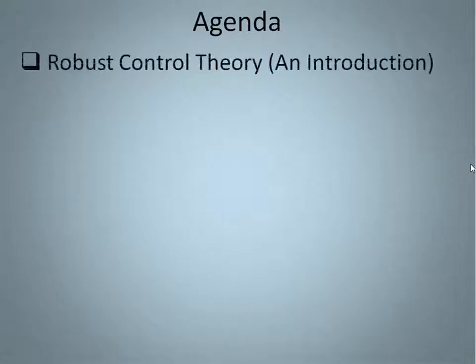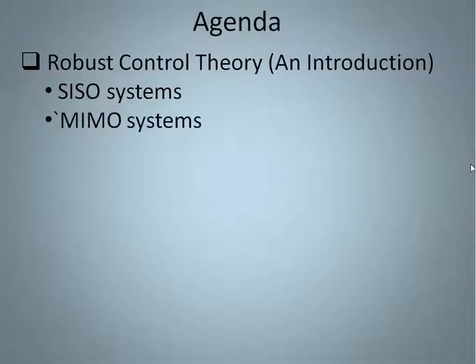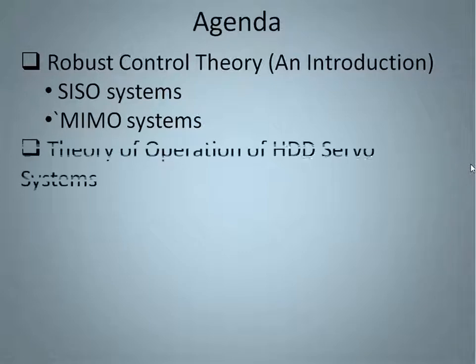This presentation is organized as follows. First, we are going to review the theory of robust control. We start with a simple case of single input, single output systems, which can give us a good intuitive grasp. With this understanding, we move next to the case of multiple input, multiple output systems. In this first video of this series, we are going to focus on the theory of robust control for single input, single output systems.